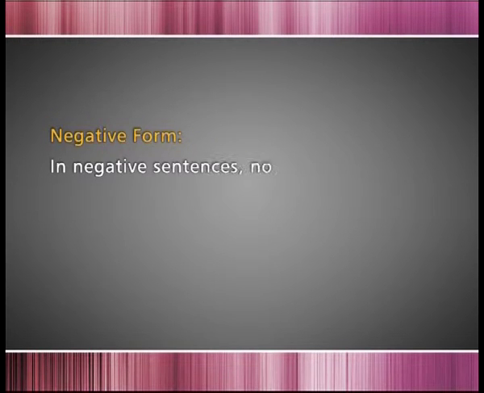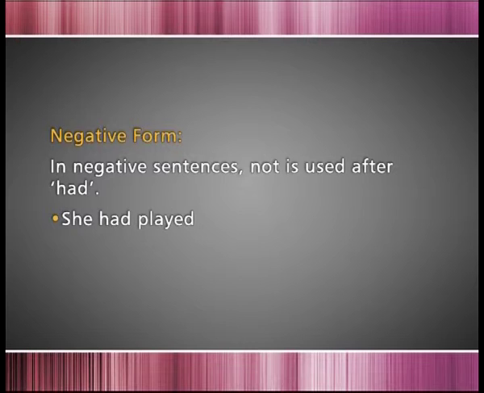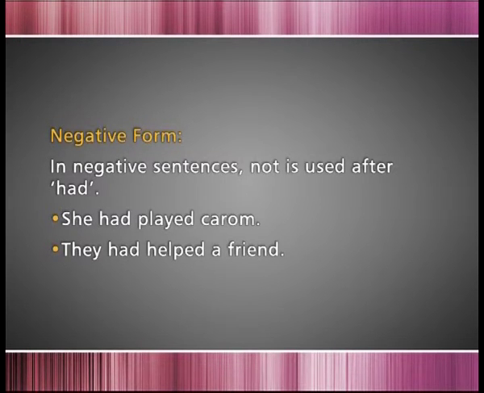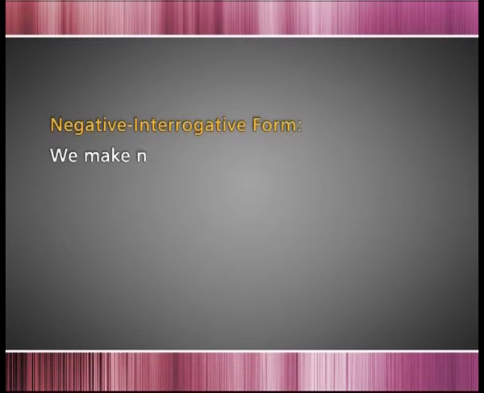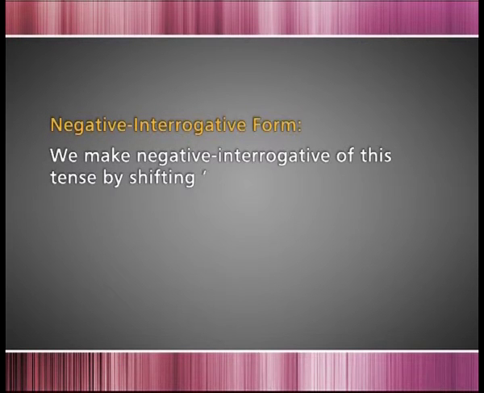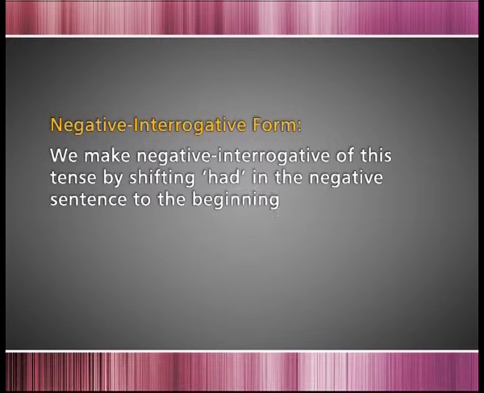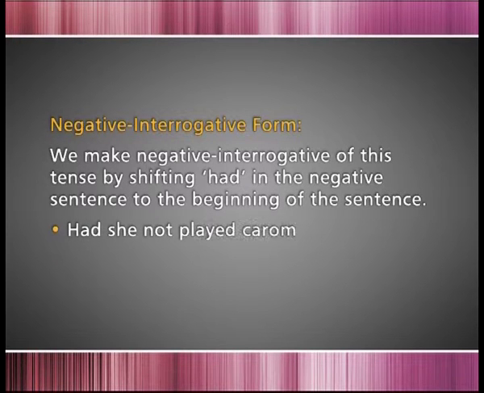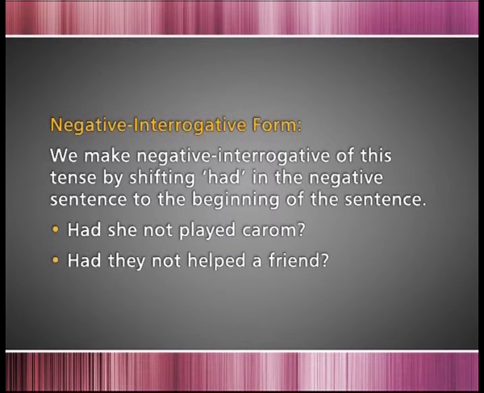Negative form. In negative sentences, not is used after had. She had not played carom. They had not helped a friend. Negative interrogative. We make negative interrogative of this tense by shifting had in the negative sentence to the beginning of the sentence. Had she not played carom? Had they not helped a friend?